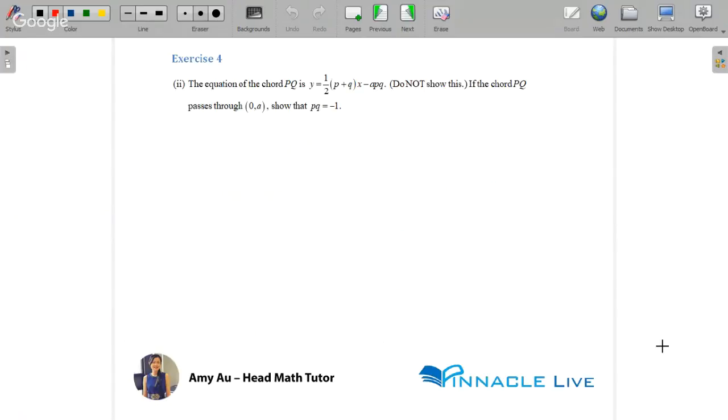I gave myself an extra page, I just noticed. All right, so the equation of the chord PQ is given by that. We don't need to show this, so perfect, we'll leave it. If the chord PQ passes through 0A, show that PQ is minus 1. We've done something very similar in the previous question, so let's just sub the point, the focus, 0A, into the chord PQ. That's it. Okay, so let me copy the chord equation first. All right, sub in that point.